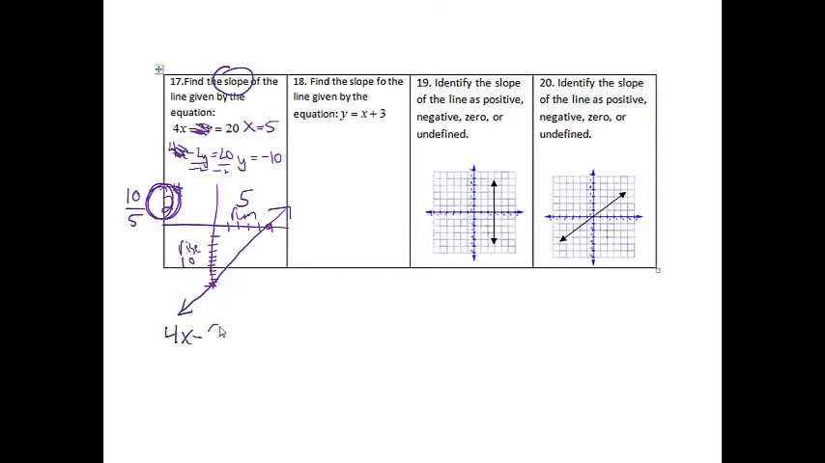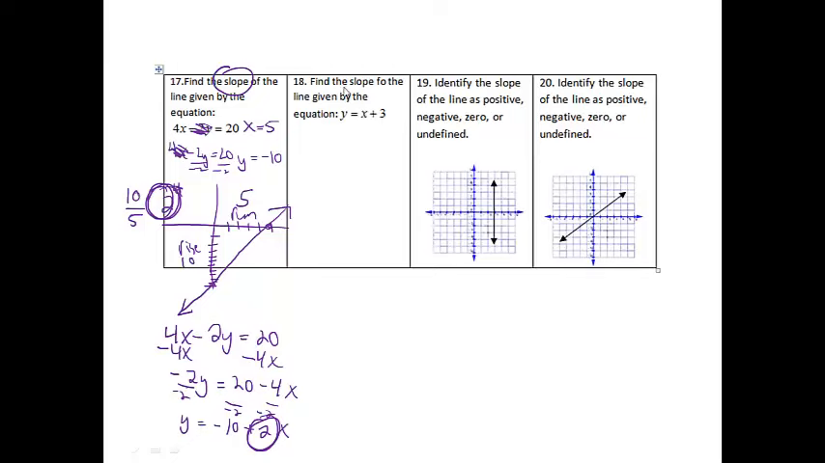The other way is to solve for y. So if we solved for y, we're going to subtract 4x from both sides. So we're going to get negative 2y equals 20 minus 4x. And then we're going to divide every part by negative 2. So we'll get y equals negative 10. A negative divided by negative is a positive. 4 divided by 2 is 2x. And then the slope is always the number in front of the x. So my slope, once again, is 2. So either way gives you the right answer. You pick which way works for you.